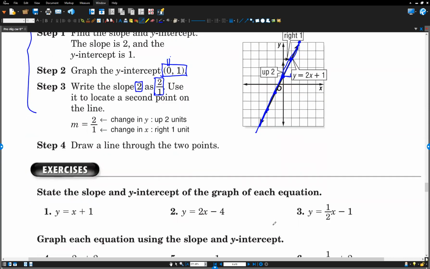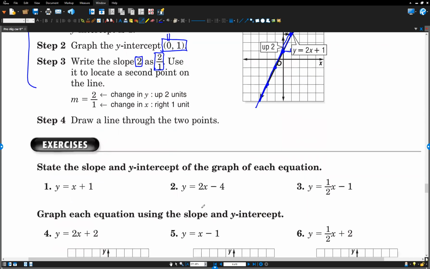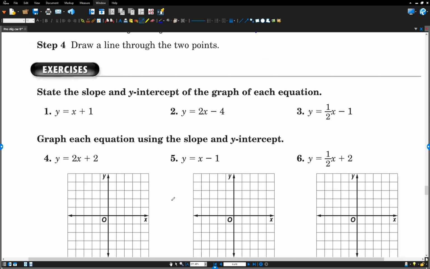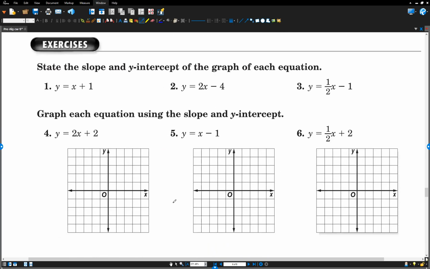All right, now let's find the slope and y-intercept for these and make a graph over here, okay? You can use the graph paper. From this one, make a graph here. This one, make a graph here. This one, graph over here. I'll give you 3 minutes, is that enough, right? Make a graph. When you finish, let me know, okay?